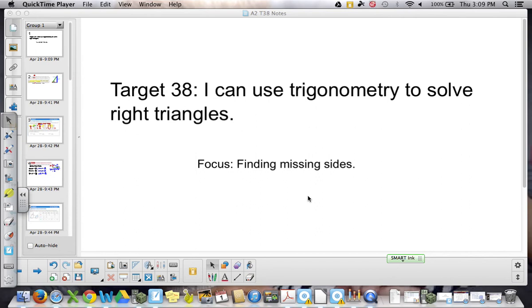All right, this is Algebra 2, Target 38. Welcome back. This is part 2 of Target 38. I can use trigonometry to solve right triangles. Today we're going to be taking a look at how to use trigonometry, our 6 trig ratios, sine, cosine, tangent, cosecant, secant, and cotangent, to find missing sides of a triangle.